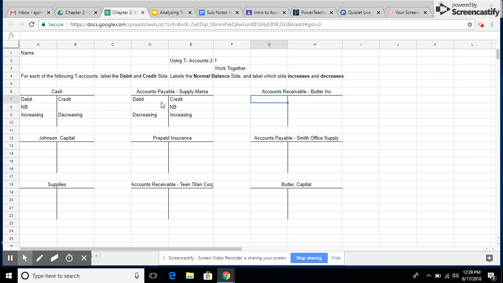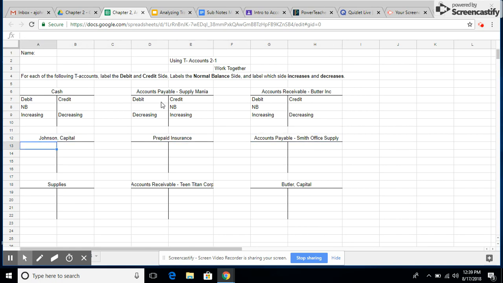Next one is accounts receivable, Butter Inc. Okay, so first we're going to label the debit and credit side. So the left is the debit, the right is the credit. Accounts receivable is classified as an asset. Assets have a normal balance on the debit side. The normal balance side is the increasing side. So for accounts receivable, Butter Inc., we are going to be increasing on the debit and decreasing on the credit.